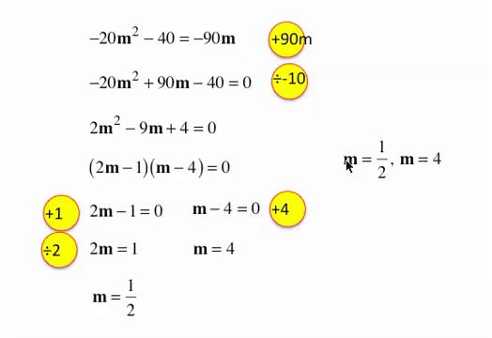So when you put it into the program, you have to put them in increasing order, right? So smallest first, then larger, so m equals 1/2, comma, space, m equals 4. The other way you can answer is you can just put a solution set. So 1/2, comma, 4, but make sure it's smaller to larger. And that's it. That's how you solve a second degree equation.